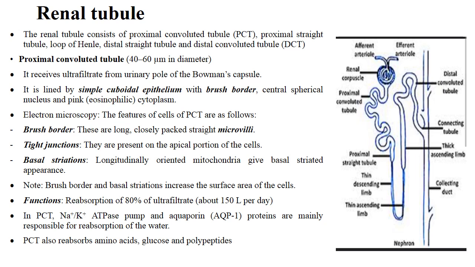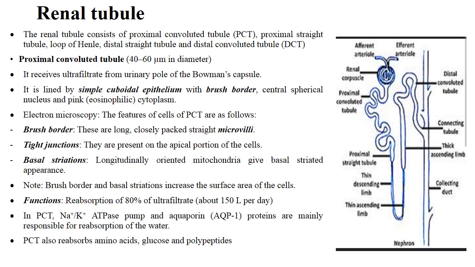The renal tubule is lined by a simple epithelium. There is a single layered epithelium in the renal tubule. So it consists of the proximal convoluted tubule, loop of Henle, and distal convoluted tubule. In the loop of Henle, again we have an ascending limb and a descending limb. So first we will see the proximal convoluted tubule.